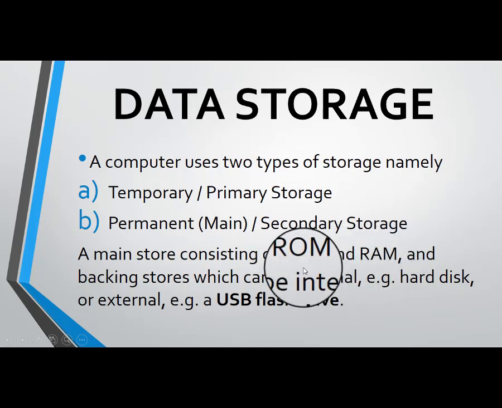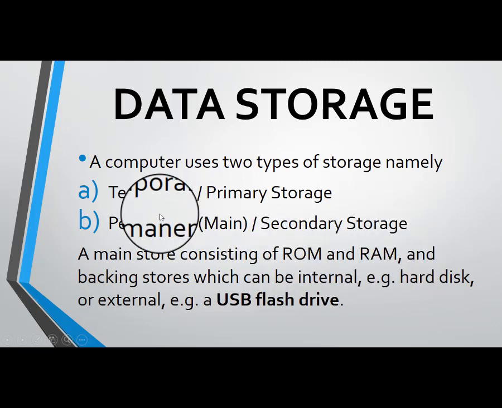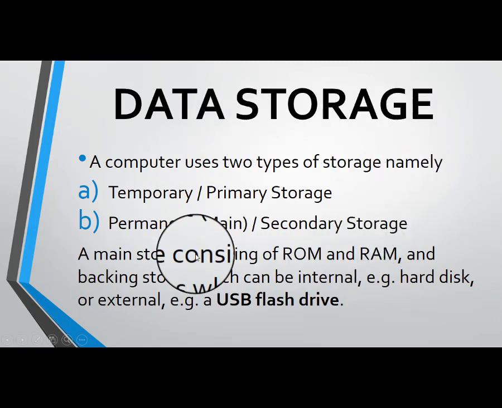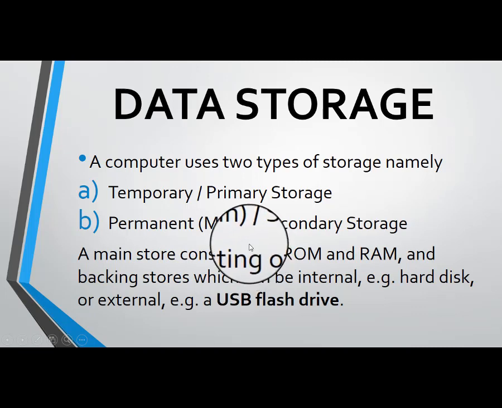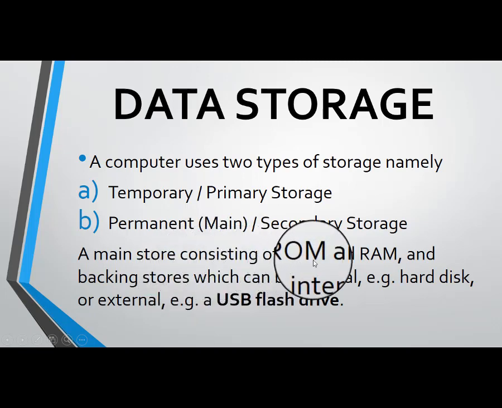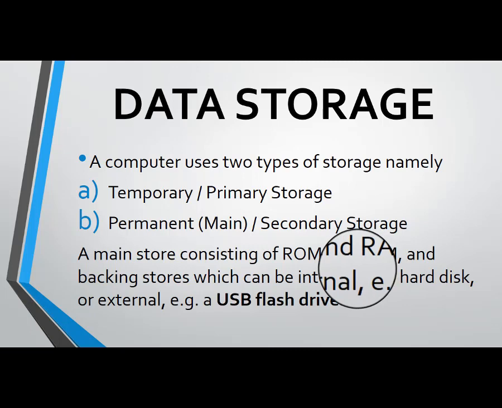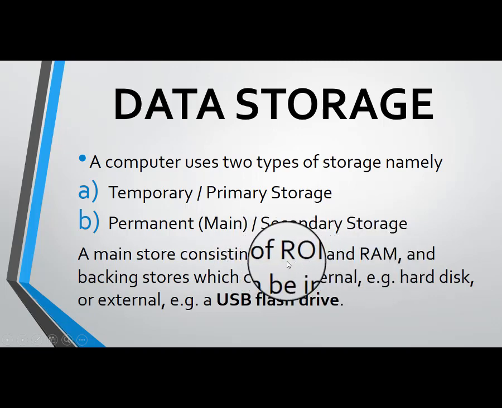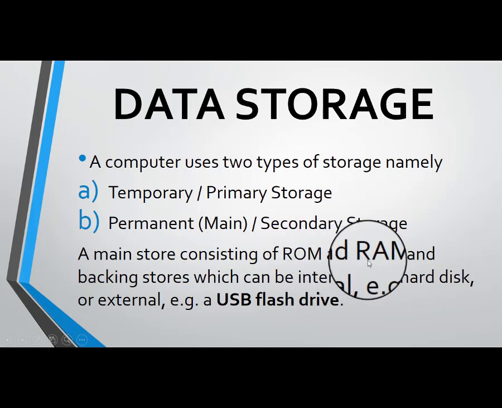These are abbreviations that you're going to discover in future, once we talk about data storage in particular. So the main storage, if we talk of keeping files and items in the computer, consists of ROM and RAM. These are media that keep your information either when you're saving it or when you are processing it in the computer. Like I said, the main store consists of ROM and RAM. ROM means read-only memory, while RAM means random access memory.